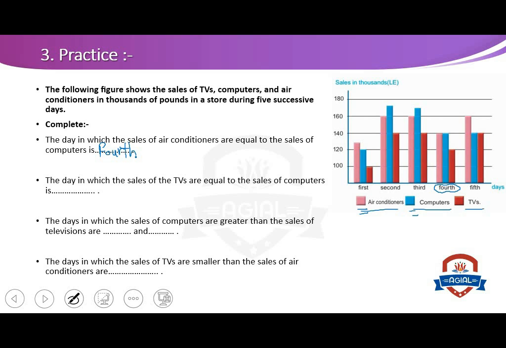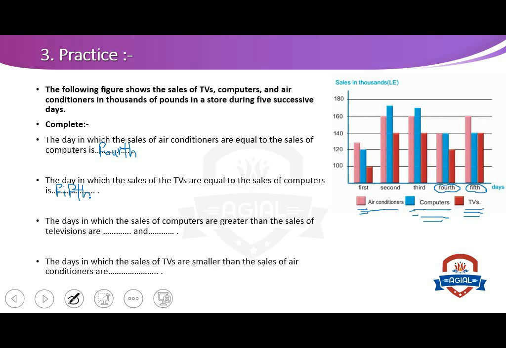And in the second sentence, the day in which the sales of TVs are equal to the sales of computers. TVs is colored with red and computers is colored with blue. So in which day TVs are equal to computers, we notice that it is the 5th day. So the day in which the sales of the TVs are equal to the sales of computers is the 5th day.